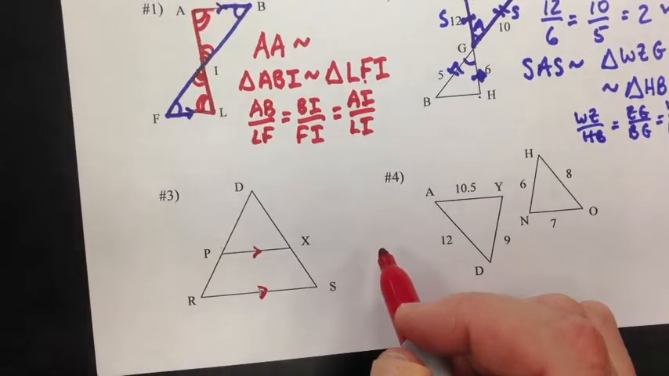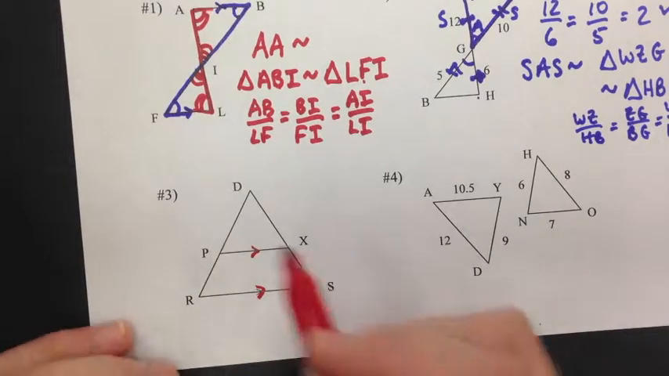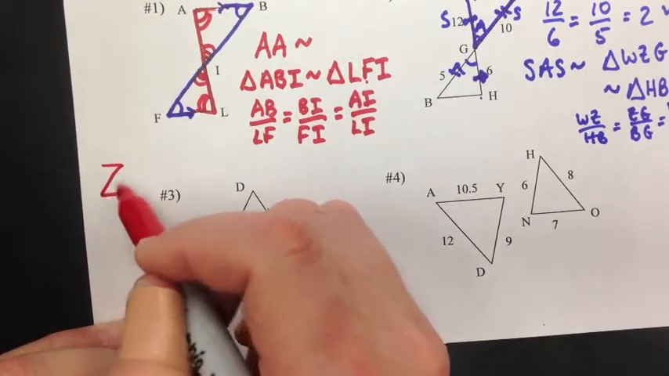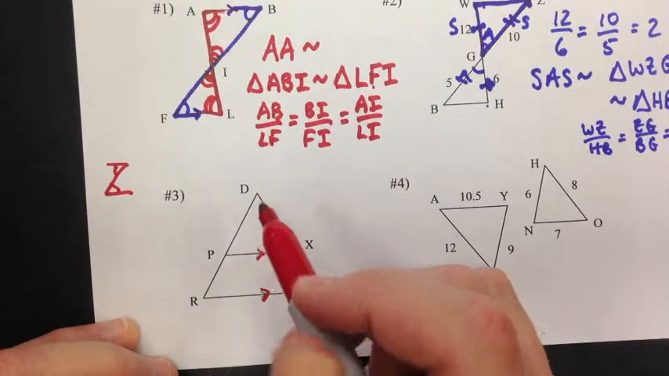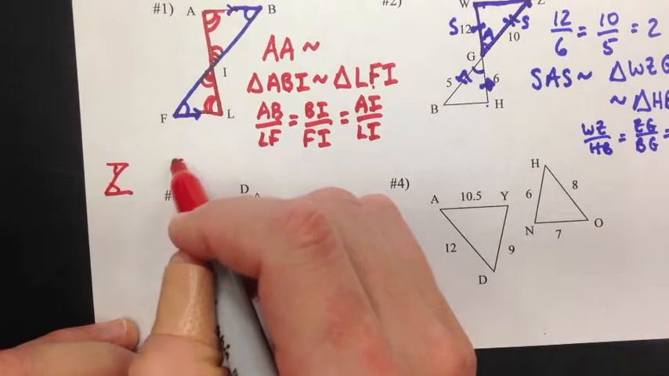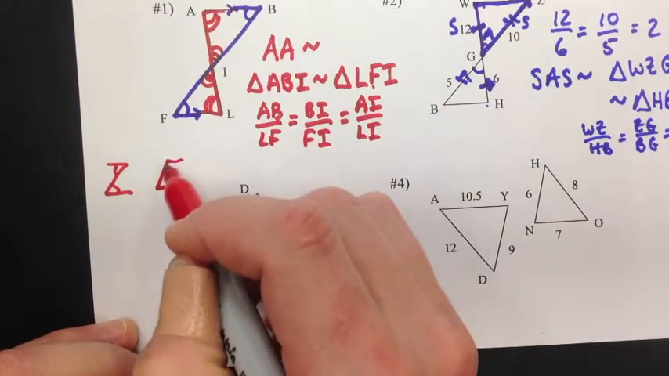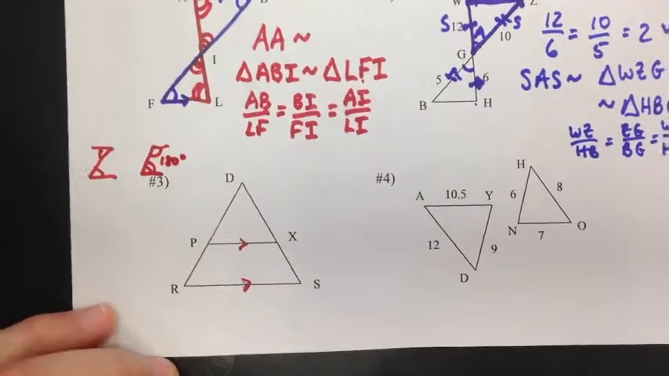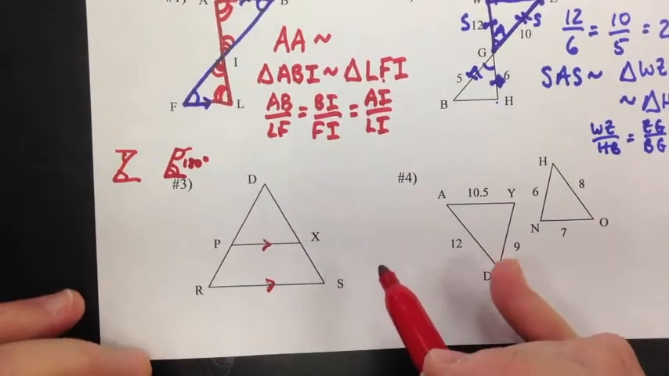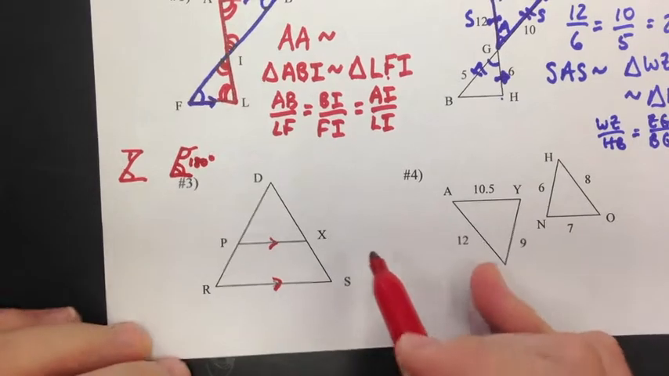Now with parallel lines, a lot of times we look for the Z. The Z shape is always congruent with parallel lines. You can also look for a C shape, where these angles are not congruent, but they're supplementary. That doesn't really help us in this case because we want angles to be congruent.